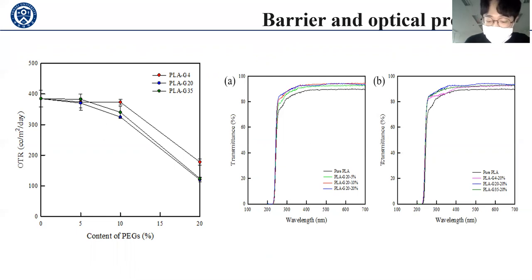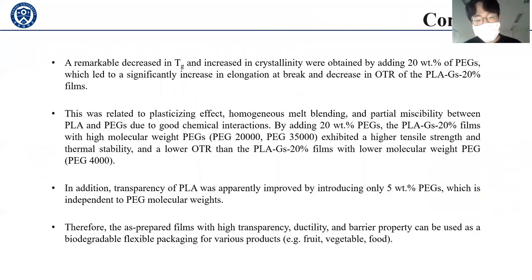Next, as the contents of PEG increase, we can see the transparency also increased. The improvement of transparency could be related to the partial miscibility between the PLA and PEG due to a good interaction and homogeneous melt blending via the twin screw extruder.